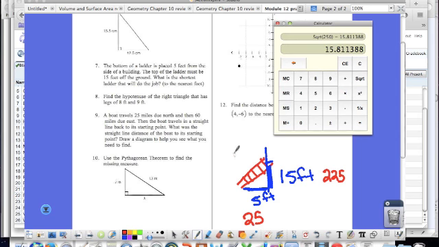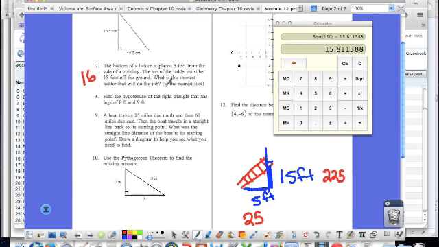So I need to buy a ladder to the nearest foot. 15.8 to the nearest foot is 16, since it's closer to 16 than to 15. I need to go buy a 16-foot ladder. If I buy a 14-foot ladder, I can't reach. Even if it were closer to 15, you'd be stuck with a 16-foot ladder because 15 would be too short.